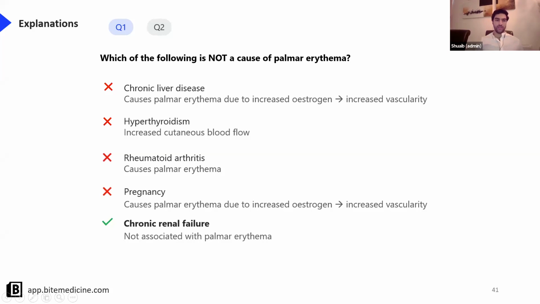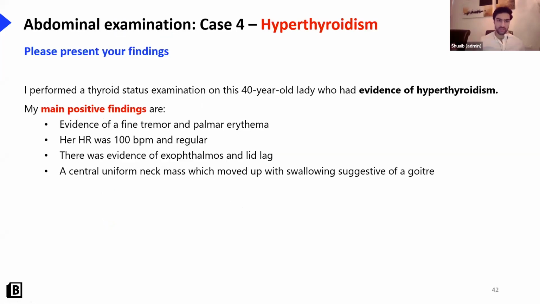So again, present the findings in a systematic way. So I performed a thyroid status exam on this 40-year-old lady who had evidence of hyperthyroidism. There was a fine tremor and palmar erythema peripherally. She was tachycardic at 100 beats per minute and regular. So regular is very important. There was evidence of exophthalmos and lid lag. Sorry, I didn't actually mention the lid lag earlier.